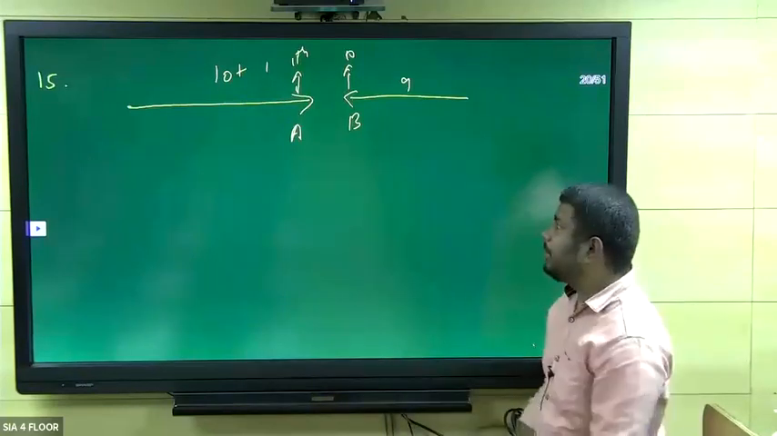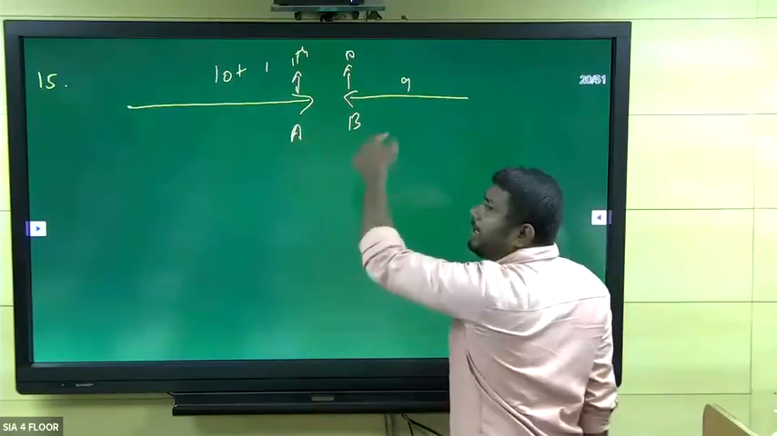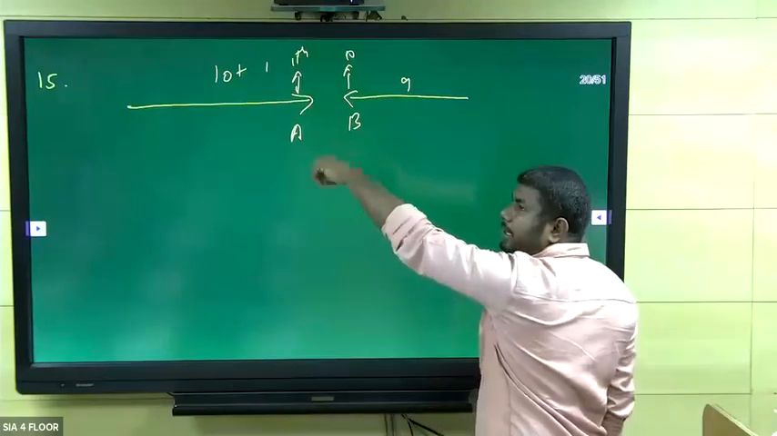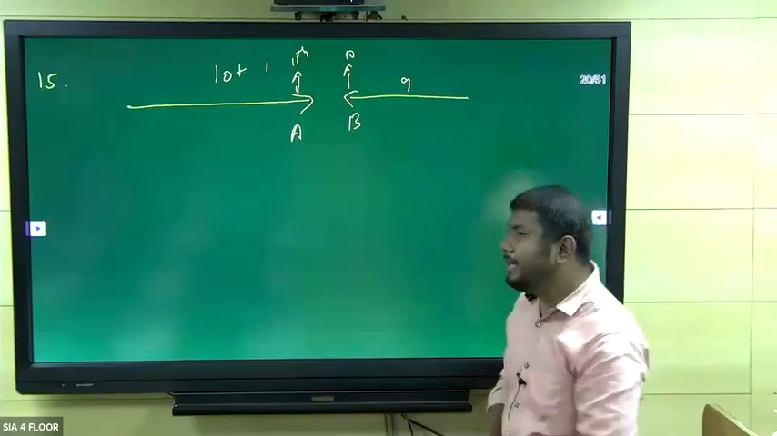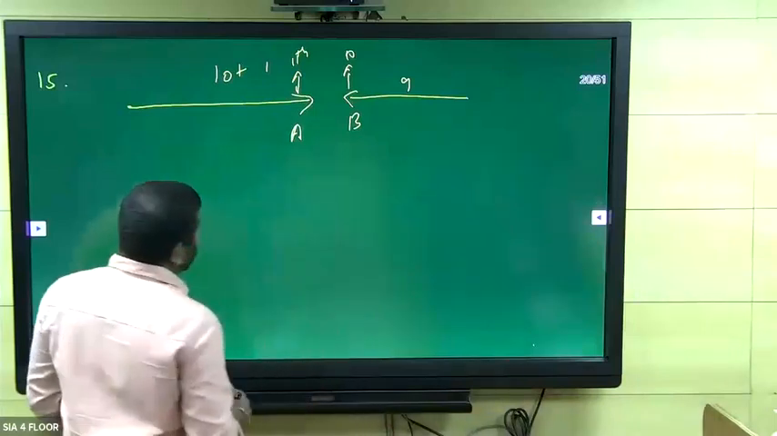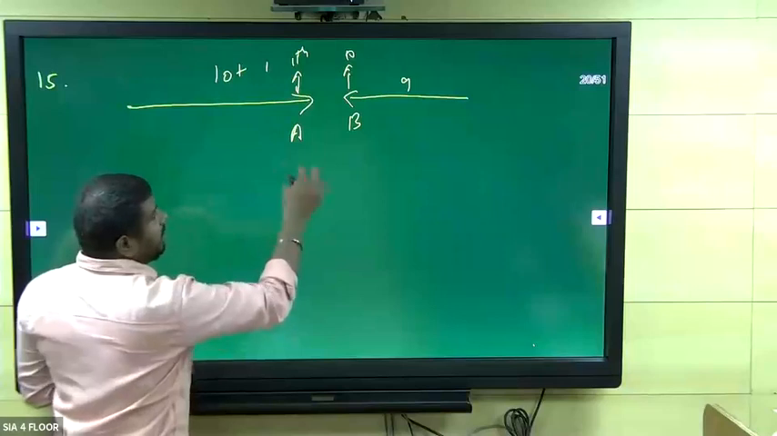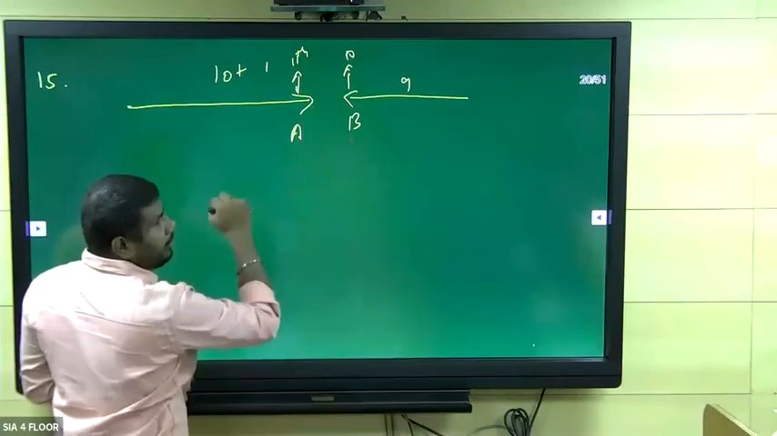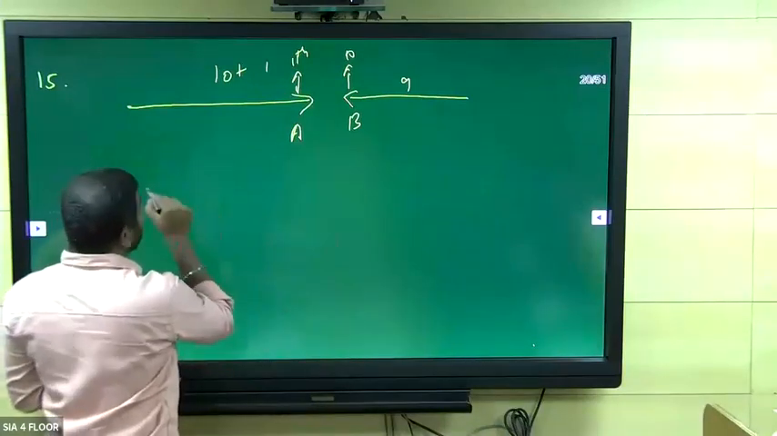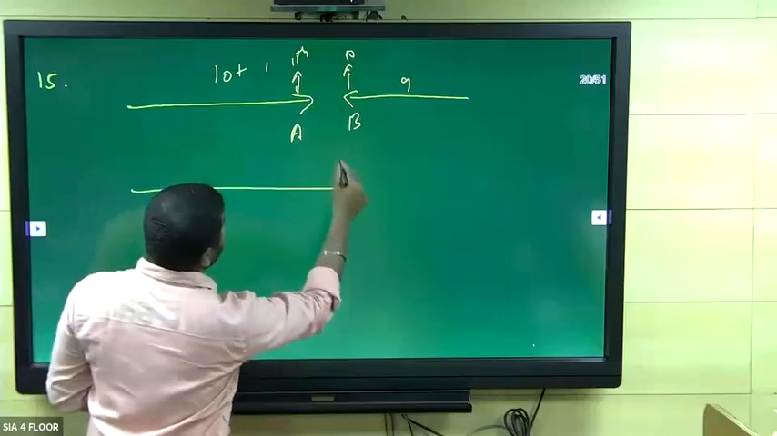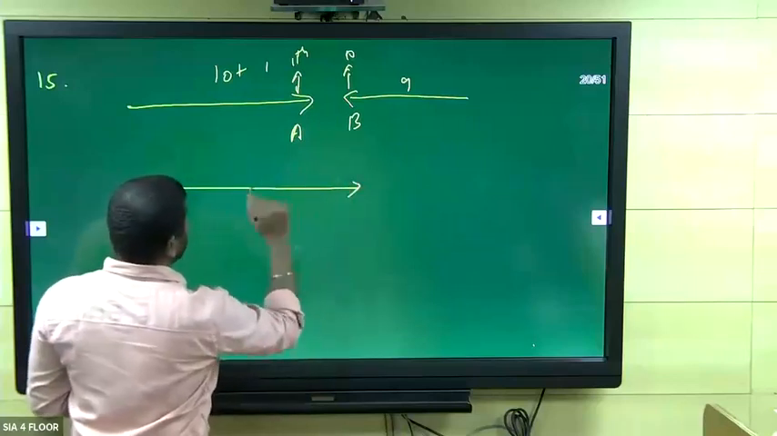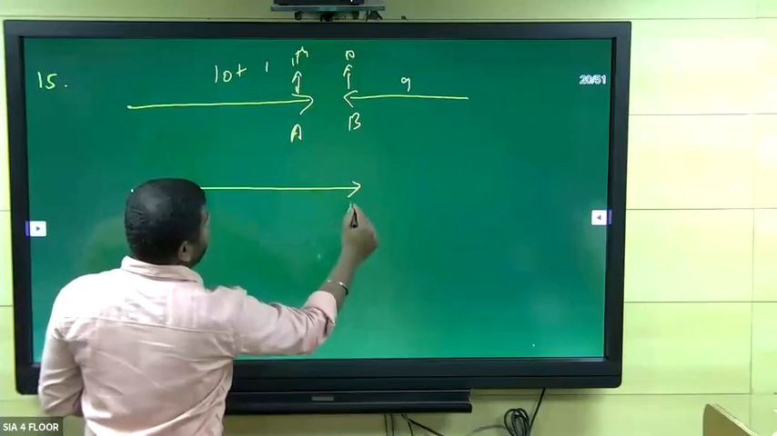So now the next statement is, if A and B interchange, A is 18th from the left. Now what is going to happen? A and B are exchanging the places. A is going to come here and B is going to come here. If this happens, A is 18th from the left.